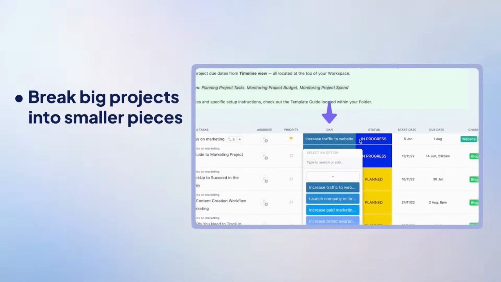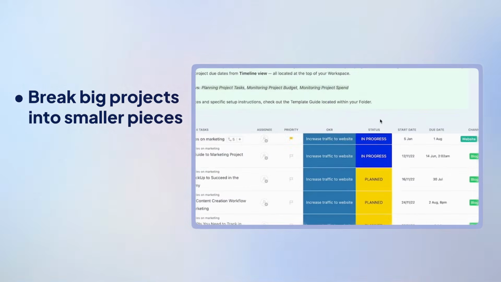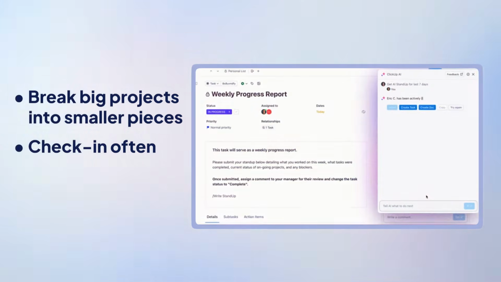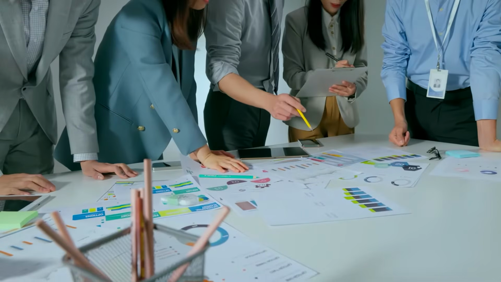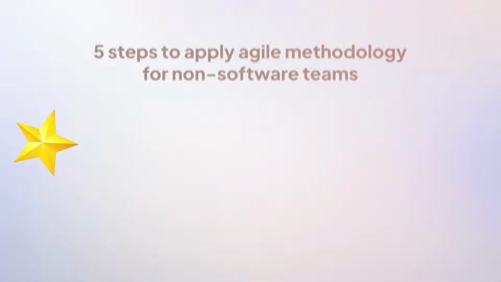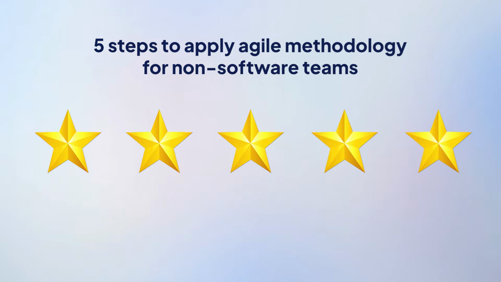You can break big projects into smaller pieces across all teams, check in often, and actually finish stuff together. So if you want to use the Agile methodology for your projects, stay with me, because I've curated 5 easy steps to apply Agile methodology for non-software teams that can help you get things done starting right now.